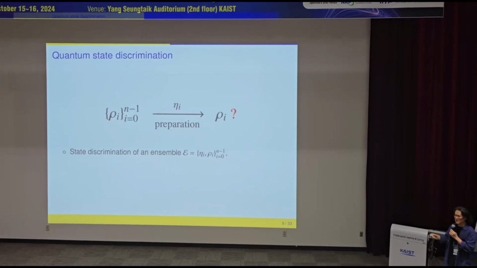So in this workshop, I guess the concept of state discrimination has been mentioned several times. So let's briefly see. There's a set of states, say from rho_0 to rho_{n-1}. And one of the states will be prepared probabilistically. In other words, for each i, rho_i will be prepared with the probability eta_i. Then the task of quantum state discrimination is to guess which state is prepared, or in other words, to guess the index of the state. And for this situation, we'll use the term quantum state discrimination of an ensemble. Here, the ensemble consists of the states rho_i with the corresponding probabilities.